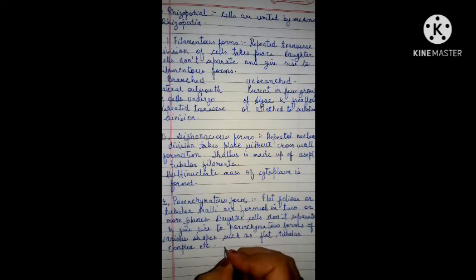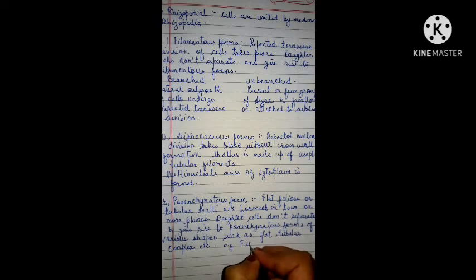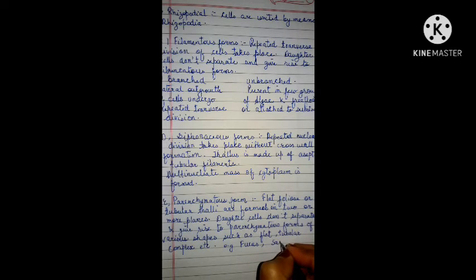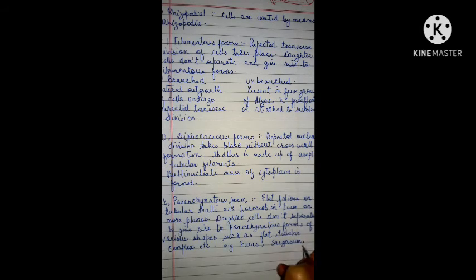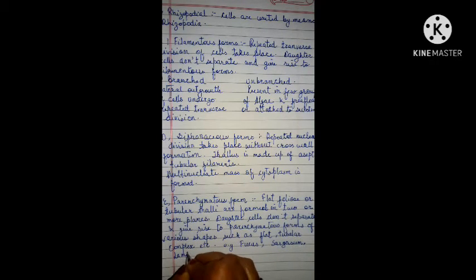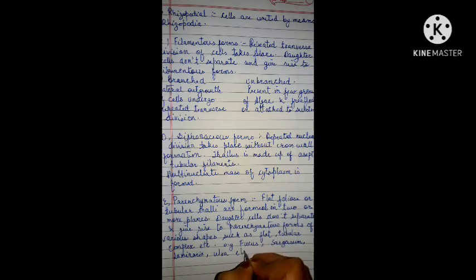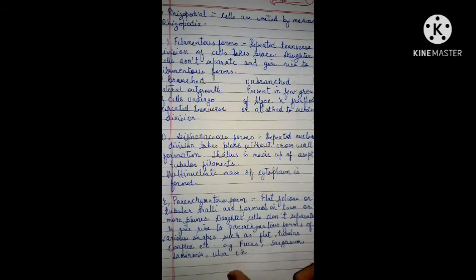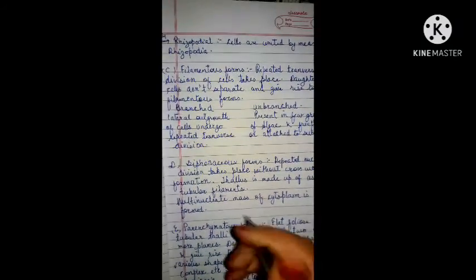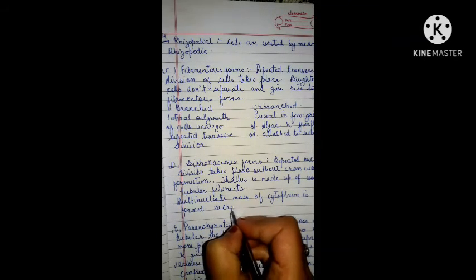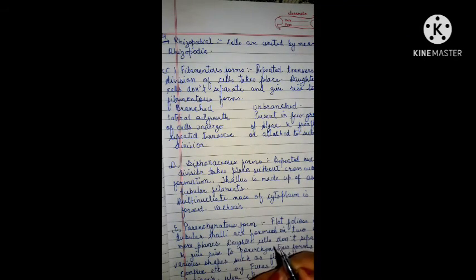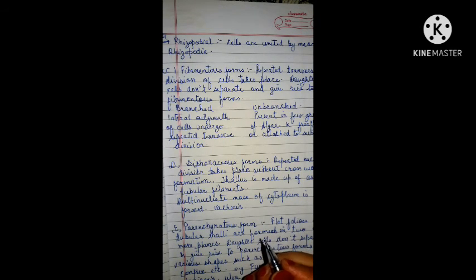Examples are Fucus, Sargassum, Laminaria, Ulva, etc. In case of siphonous form, the example is Vaucheria, where the nucleus undergoes numerous nuclear divisions resulting in the formation of a multinucleate mass. Example is Vaucheria.